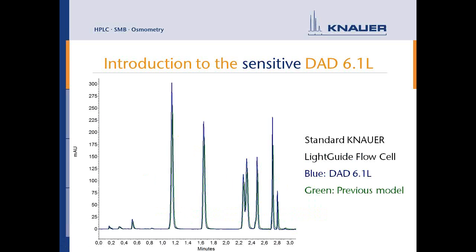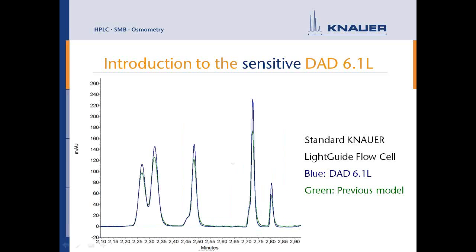Maybe we zoom in a little bit so we see it in a better way. Here already with the standard light guide flow cell, which means this 10 millimeter cell, we will come to that later on, you see that the peaks are higher with our DAD detector, and this is because of the new design of the light guide flow cells. And you see also that the peaks get a little sharper. So peaks are sharper because of the volume and get higher because of the flow path of these cells.